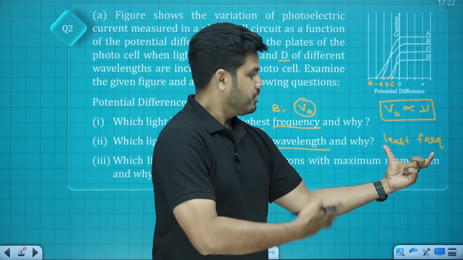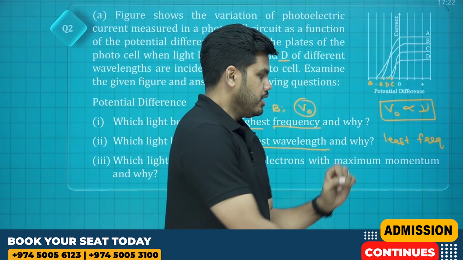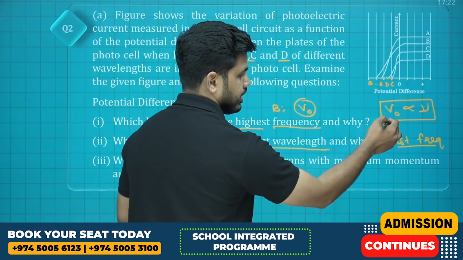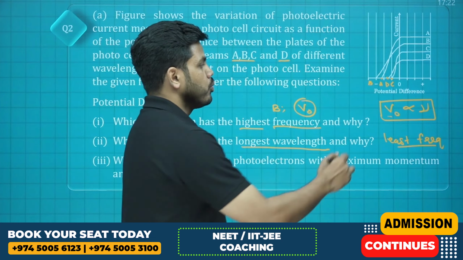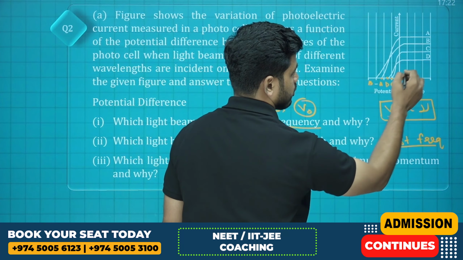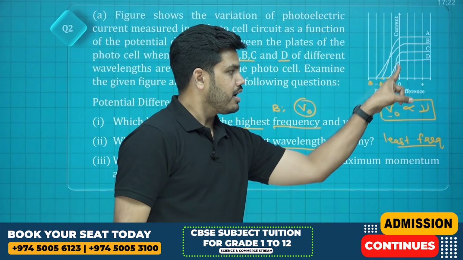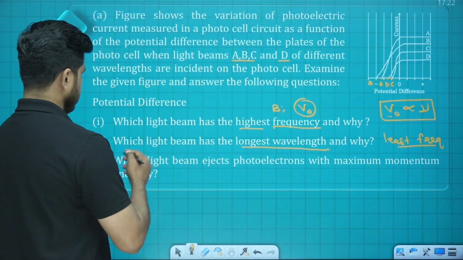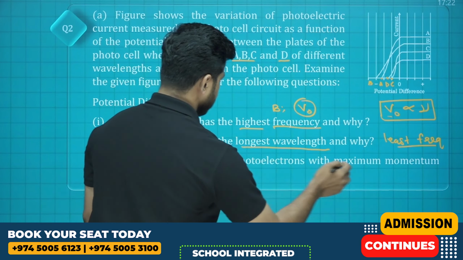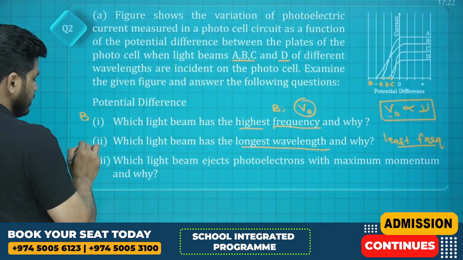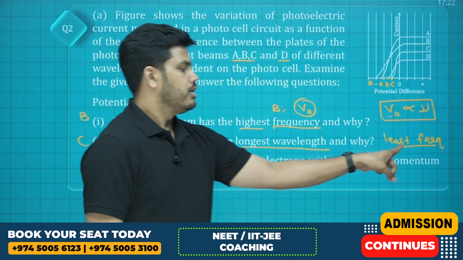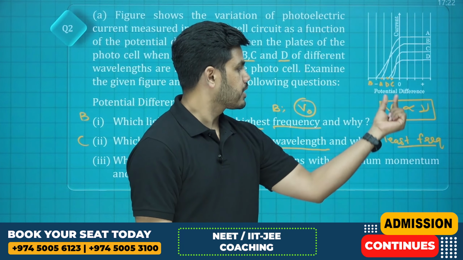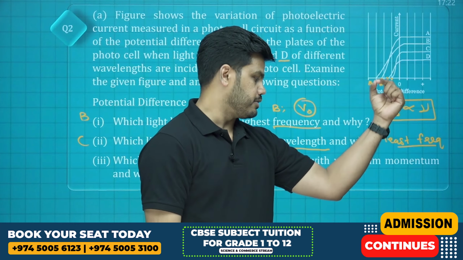Now we know how to find that from the graph. The one which has the least frequency will have the least stopping potential. So which one represents the least stopping potential? That is C, correct? The graph C gives you the minimum stopping potential. So the answer to the second question is C. This was B and this is C, because it gives the minimum stopping potential. That is what we have to explain there.